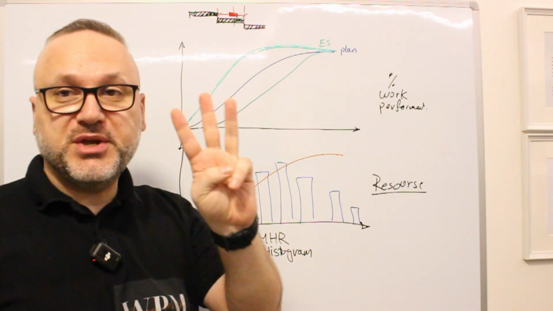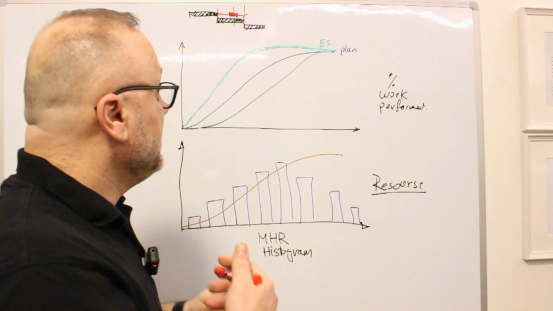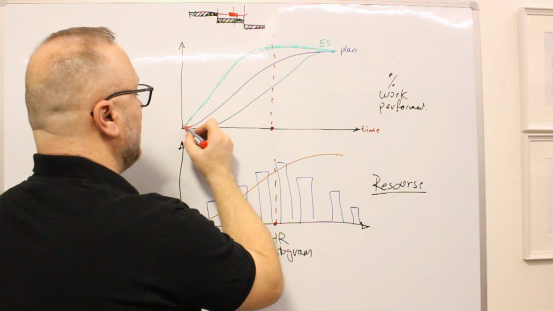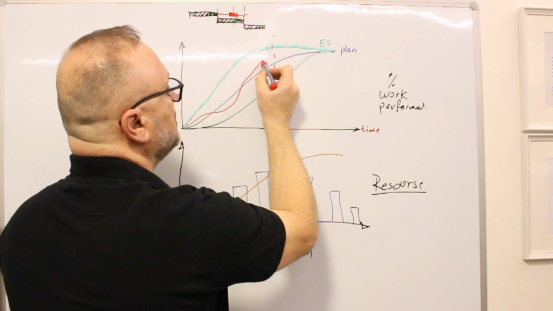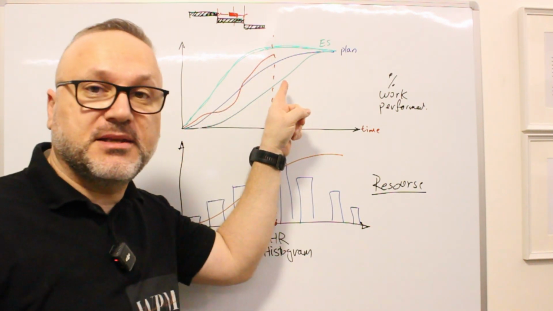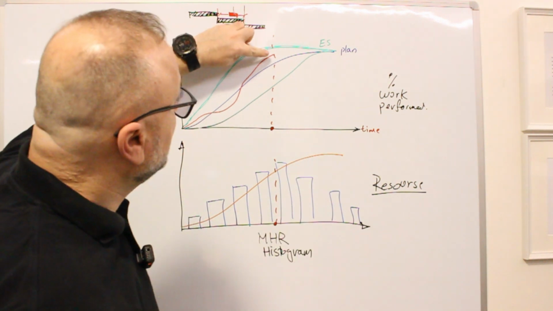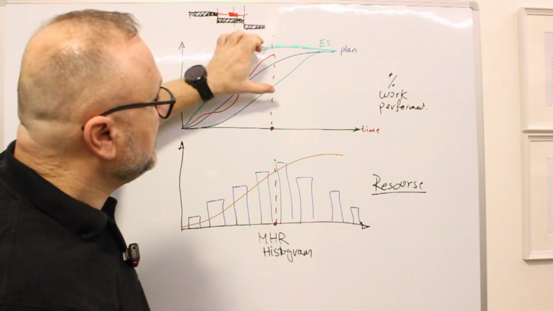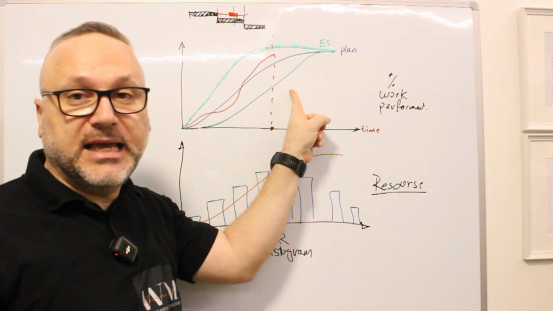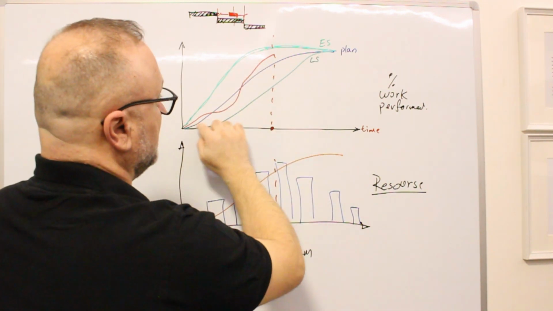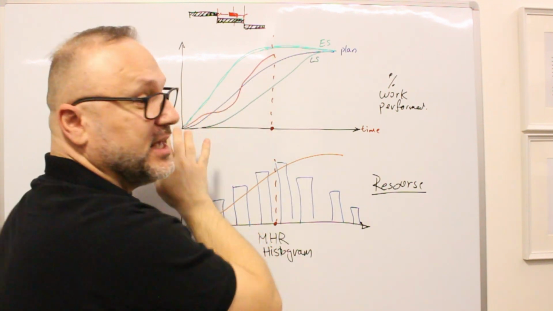I have 3 S-curves. I'm in the middle of the project. Today I am here. My actual curve goes this way. What is my status according to the project? Am I late? Am I early? Today, if I am in between early start and late start, then I am okay, because my plan is this area. The whole area is my plan.